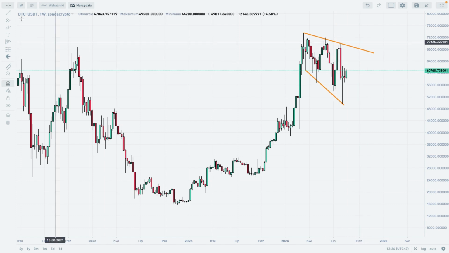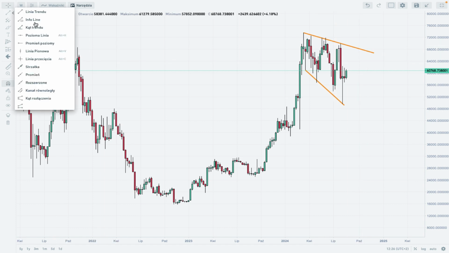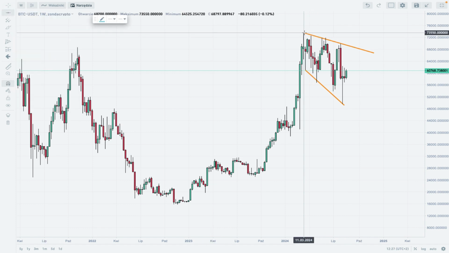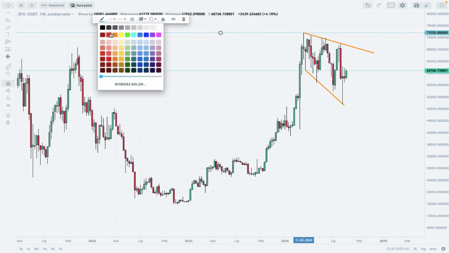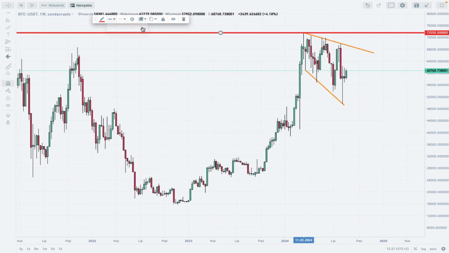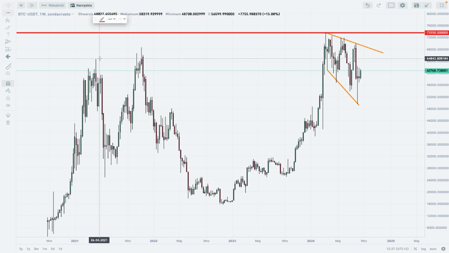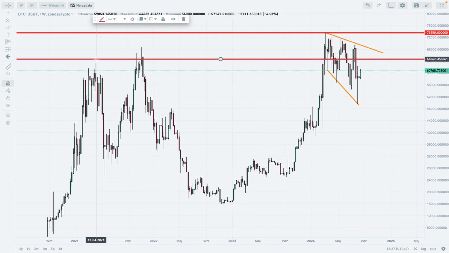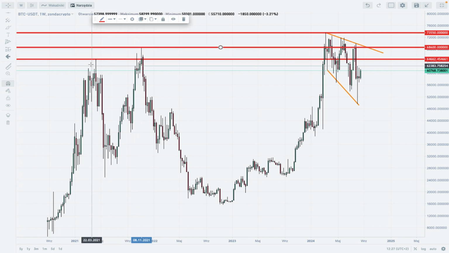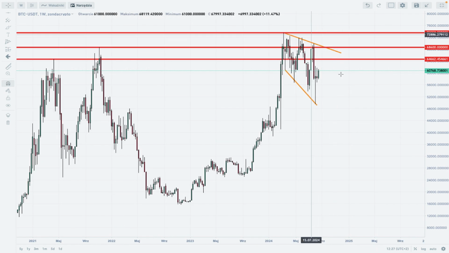We can move way higher if we break out from the triangle. So the key technical resistance is the all-time high at 73,550, right? When we zoom in, you can see that this is way below the recent rallies, right? So this one from 2021, the one from 2021 as well. So this is the first one, this is the second one, first half of the year, second half of the year. And now there is a very nice zone.